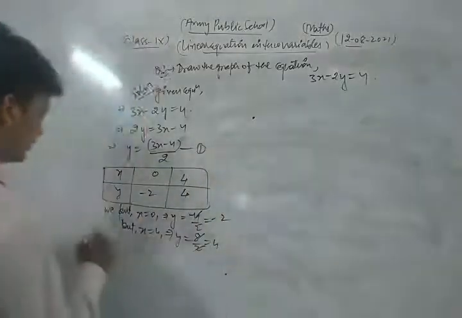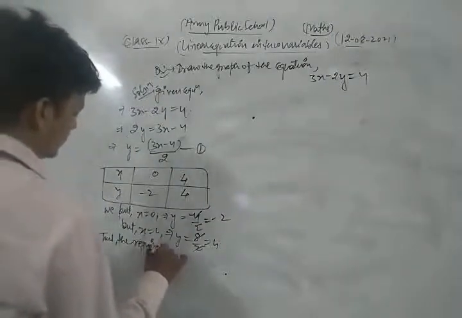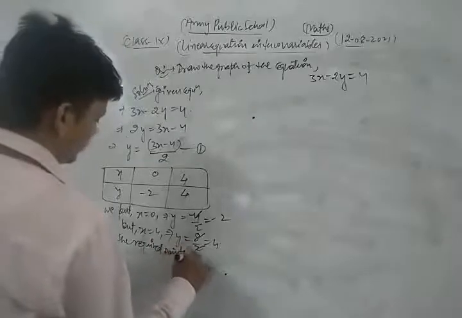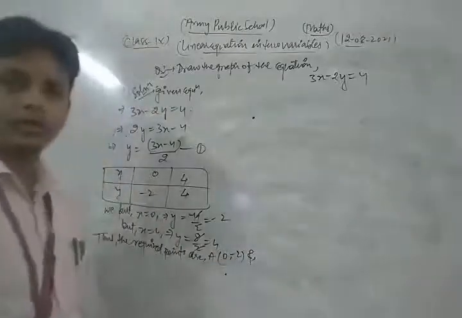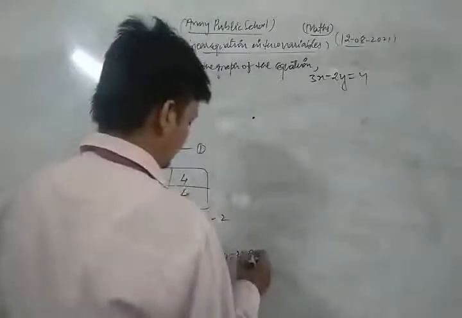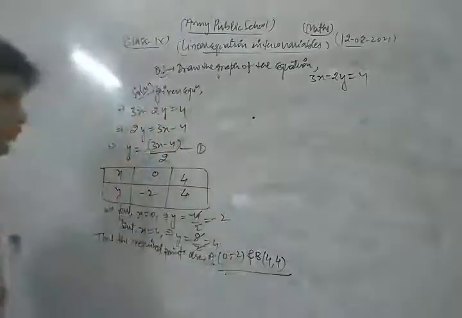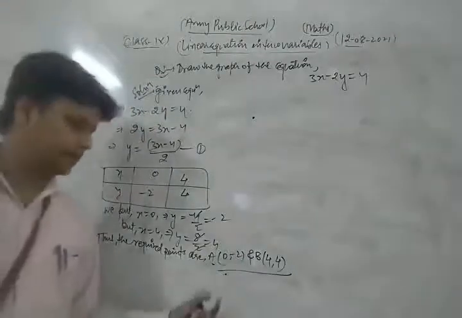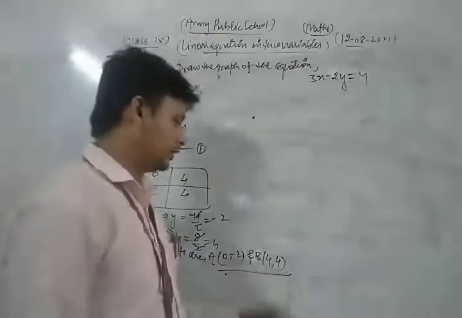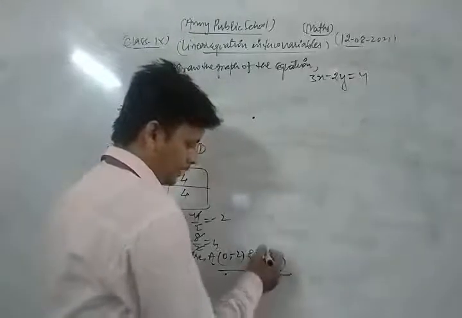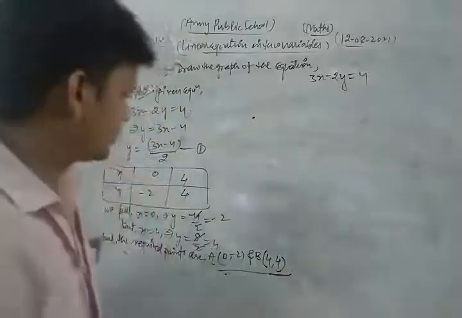Thus, the required points are A (0, minus 2) and B (4, 4). Okay. Thus the required points are 0 comma minus 2, and the second one, B, is 4 comma 4. Okay, dear friends, look.